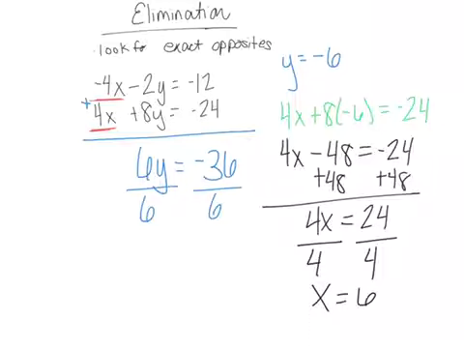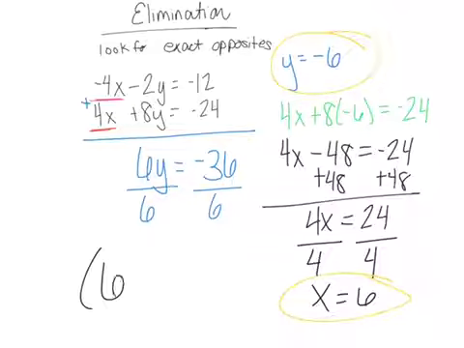So combining these two, I have an ordered pair value of (6, -6), which means that my original two lines up here cross at the coordinate (6, -6).